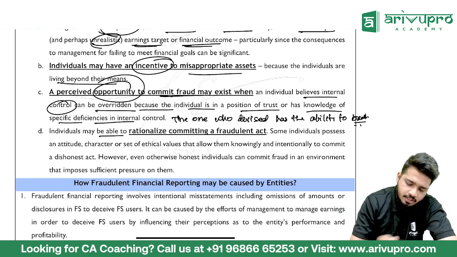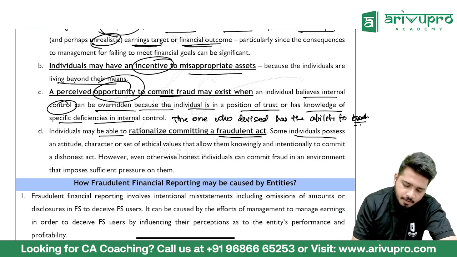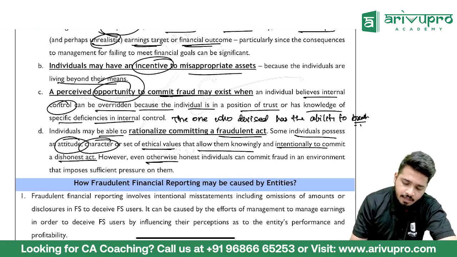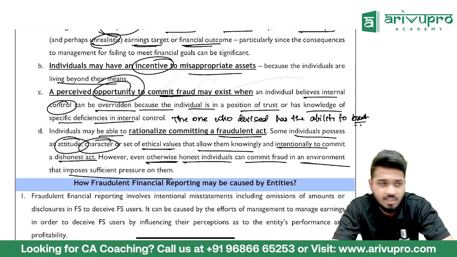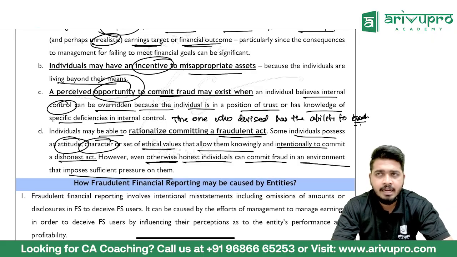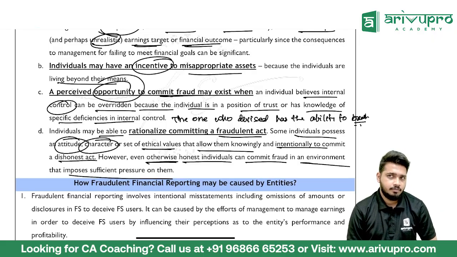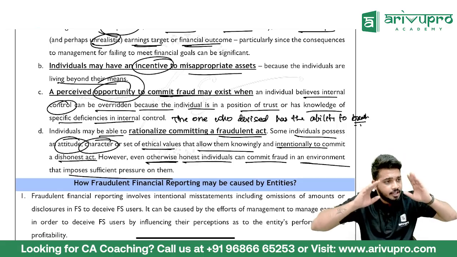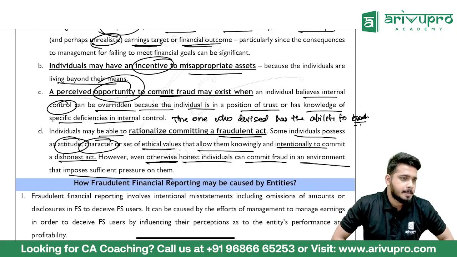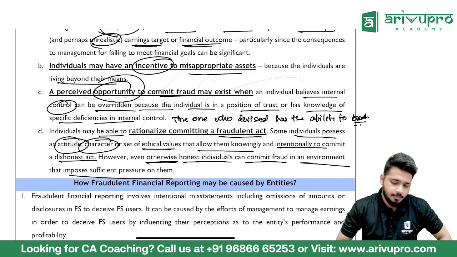Individuals may be able to rationalize committing a fraudulent act. Some individuals possess an attitude, character, or ethical values that allow them knowingly and intentionally to commit a dishonest act. However, otherwise honest individuals can commit fraud in an environment that imposes sufficient pressure on them. Generally, these honest people will not do fraud until and unless there is pressure. But if your mindset only is to commit fraud, can I change you? Your attitude only is that. I can't change you. I need to fire you.